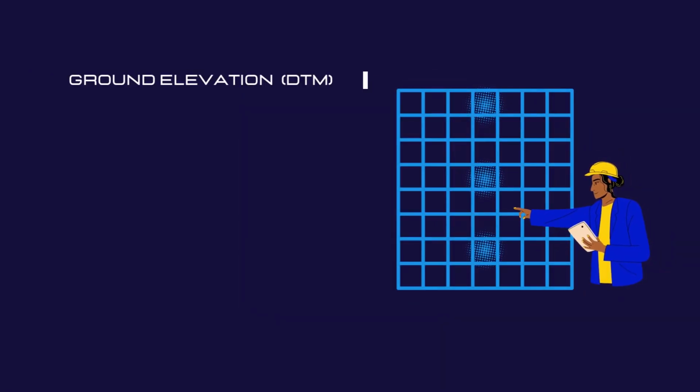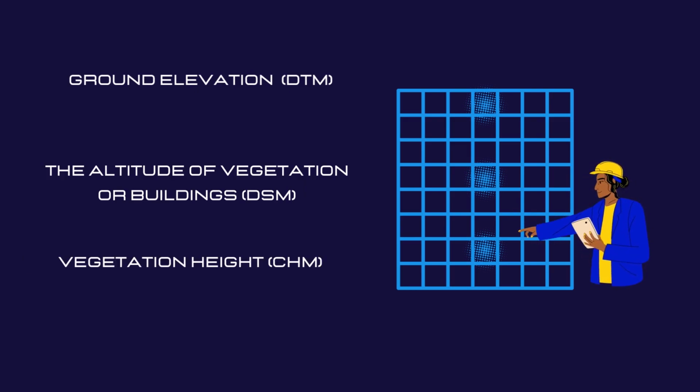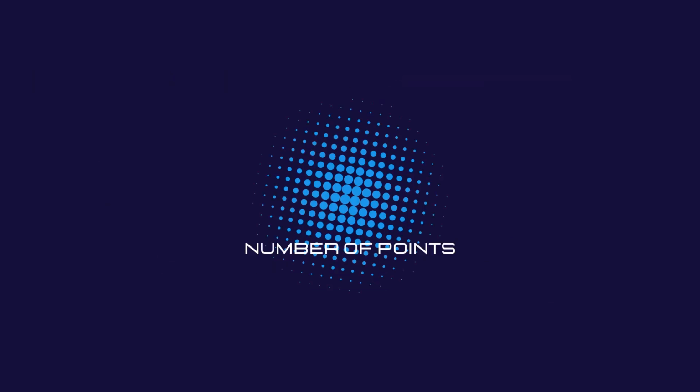How does it work? The area is divided into small regular squares, forming a horizontal grid. In each cell, the points present are examined and information is extracted. For example, the ground elevation for the digital terrain model, the elevation of vegetation or buildings for the digital surface model, the height of vegetation for the normalized difference vegetation index. Rasters can also be used to store other types of values, such as the number of points, for example. These values are stored in each pixel of the image and can be translated into color, thus providing an image that allows mapping the information of interest.